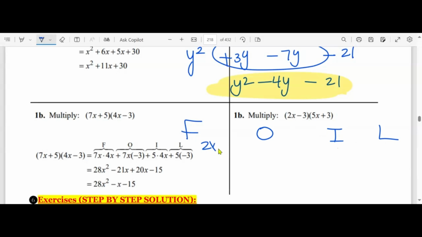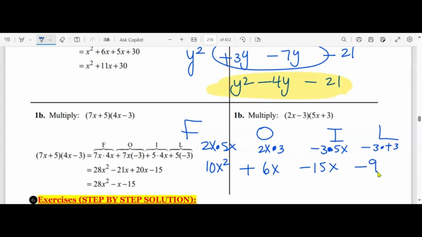First is what? 2x times 5x. Yes, it will be 10x squared. Outer is what? 2x times 3. Inner, negative 3 times negative 5x. Last, negative 3 times positive 3. So what are you going to get? 10x squared plus 6x minus 15x minus 9.